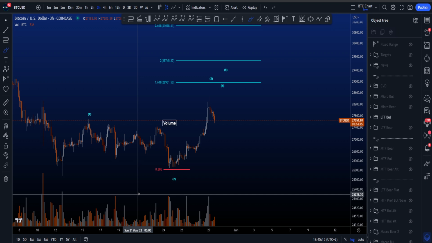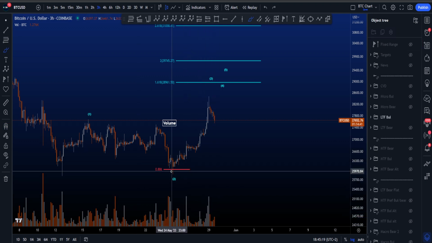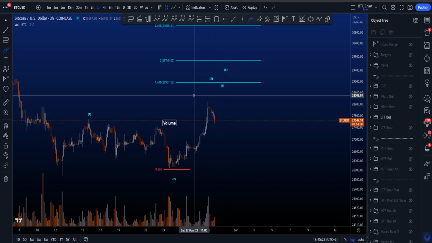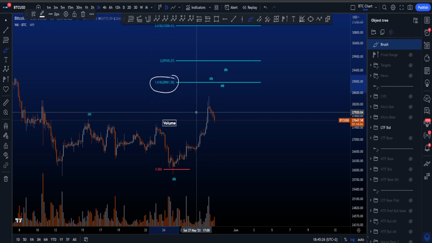You want to see volume really pick up and not just a single spike, but you want the average amount of volume to increase as well while price is then moving to the upside, where a minimum target for a wave 3 is the 1.618 sitting at 28.9k.